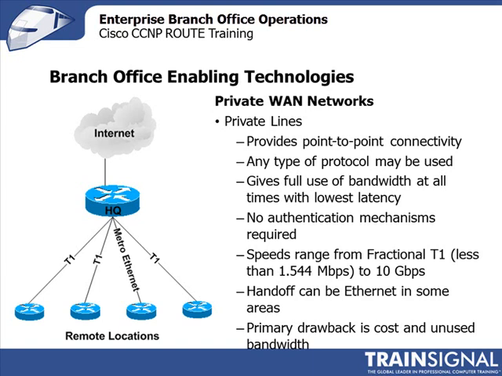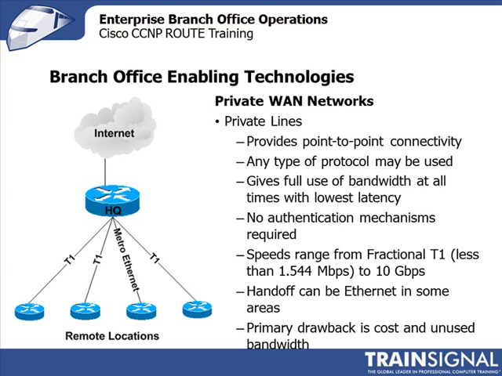You can have ranges from fractional T1, in other words, less than 1.544 megabits per second, to 10 gigabits per second or more, depending on the type of service or technology. Some handoffs are going to be more telecommunication type circuits, traditional stuff. Others are going to involve maybe Ethernet handoffs, so you don't have to buy expensive adapters.